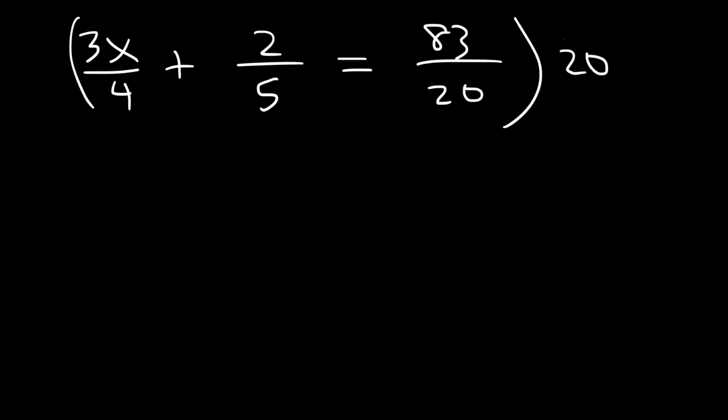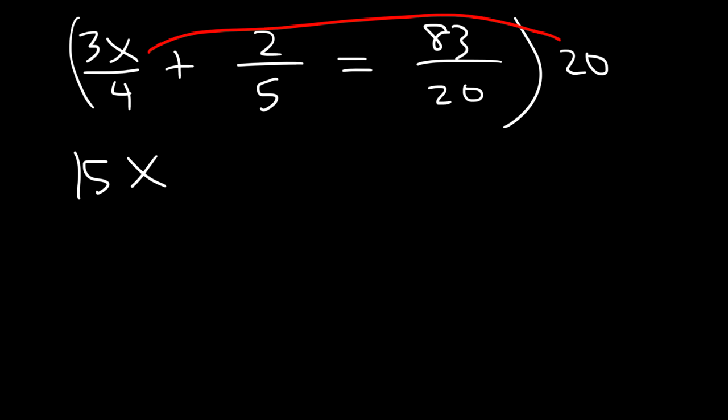So let's do that. Let's multiply 20 by 3x divided by 4. Now 20 times 3x is 60x. 60x divided by 4 is 15x. Instead of multiplying first and then dividing, you could divide first and then multiply. If we did 20 divided by 4, that's 5. 5 times 3x will give us the same answer of 15x.